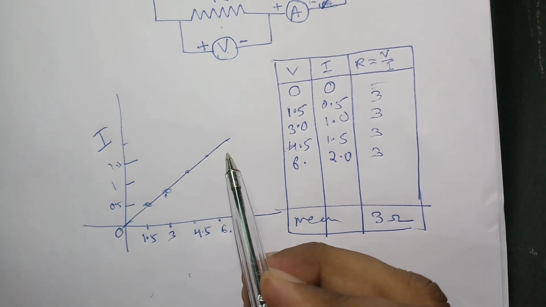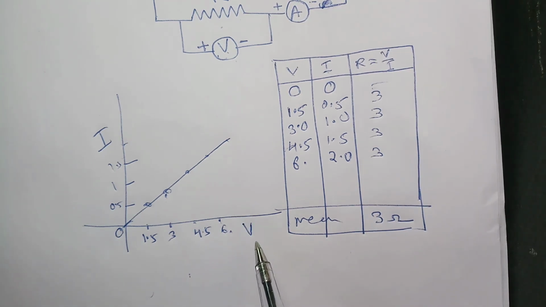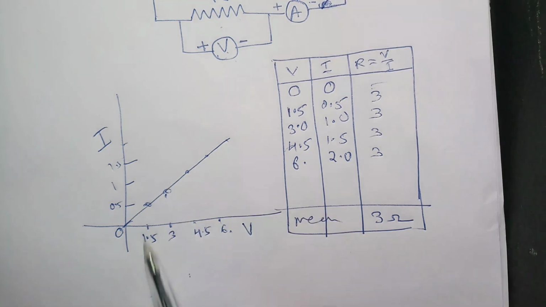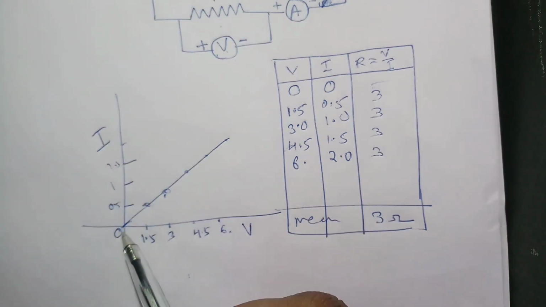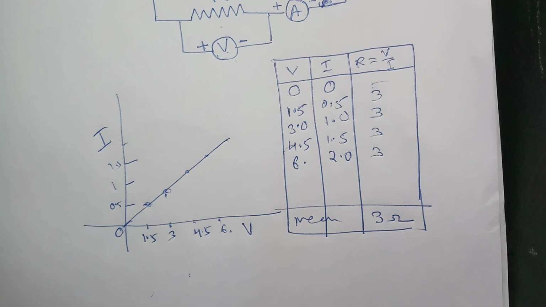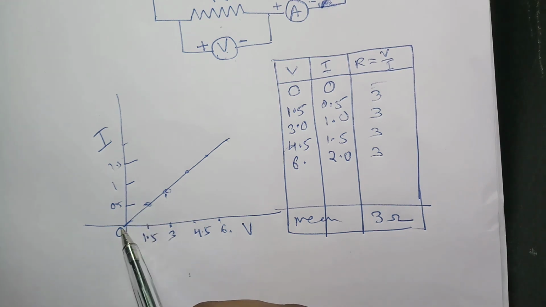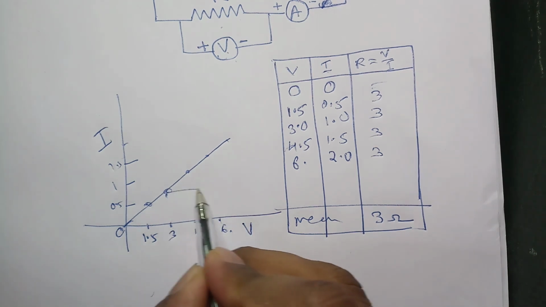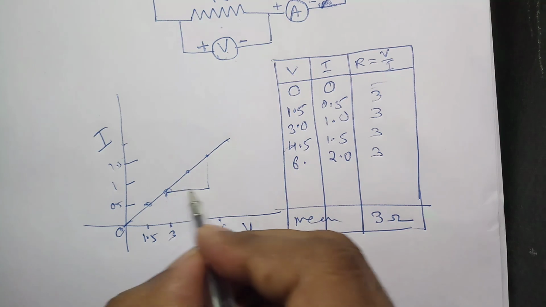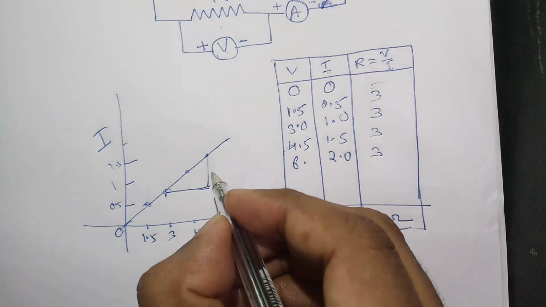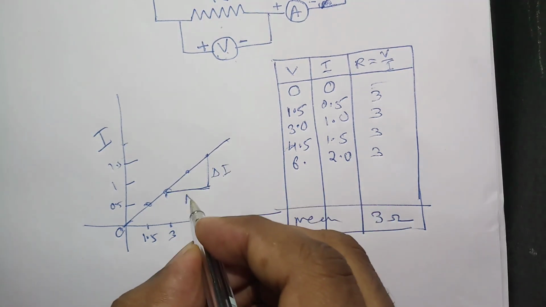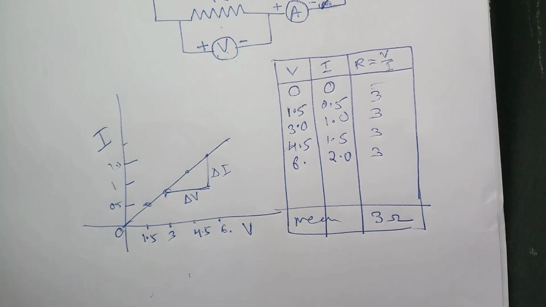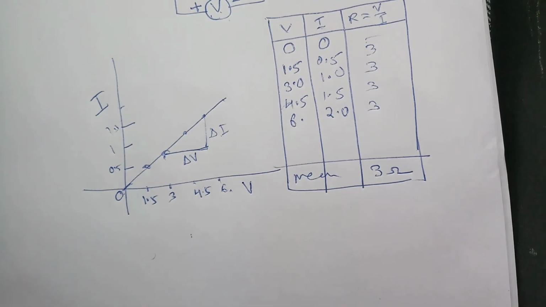So a particular conductor which obeys Ohm's law, we can see the graph will be a straight line which is passing through the origin. Now if you want to find out what is the value of resistance from this graph, that also is possible. For example, you are taking a triangle like this. You are drawing a small triangle here. So this side will be delta I, this side will be delta V. I think you might have done like this in your maths.